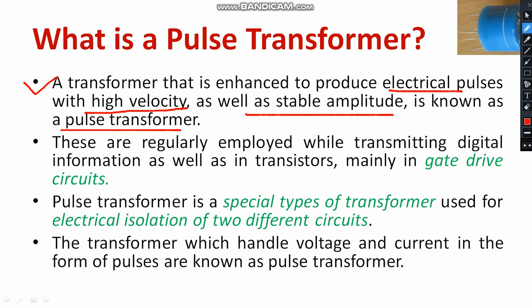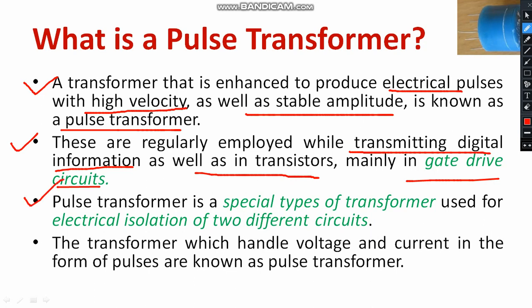Also, these kinds of transformers are normally employed for transmitting digital information, for example in the form of pulses, as well as in power transistors. And also it can be employed in gate driver circuits. Basically, a pulse transformer employs isolation between input and output. The number of turns at primary and secondary will be equal.